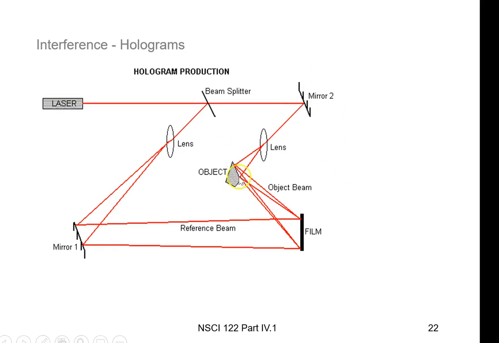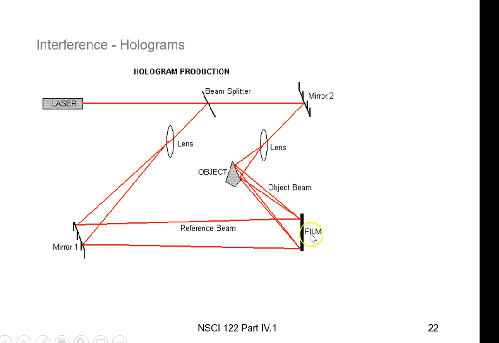So here's the object. This is what we want to make a hologram of, this particular object. So this lens again is going to spread out this light, and this spread out light is going to hit this object. We want to flood that object with that light. Some of that light is going to reflect off of the object. That reflected light beam is what we want to direct onto the film. So this is known as the object beam, the light that reflects off the object.